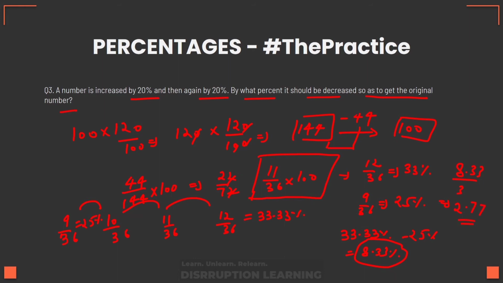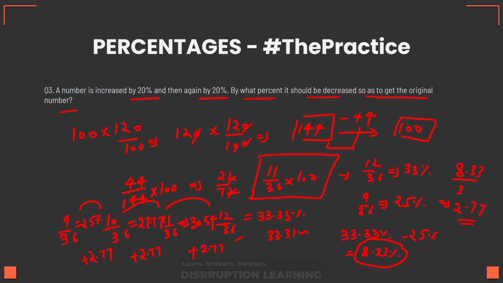Now 9 by 36 is 25%. Now if I add 2.77 to this becomes 10 by 36, which would be 27.77. Now if I further add 2.77 to this would become 11 by 36, which is now 30.54. Now if I further add 2.77 to this would be somewhere very close to 33.33%, which is 12 by 36.